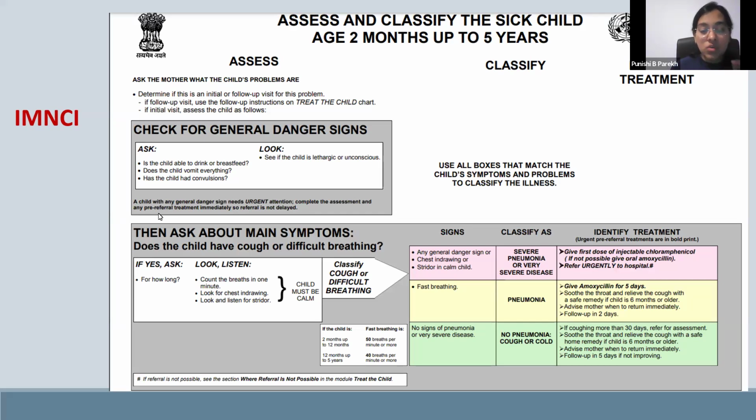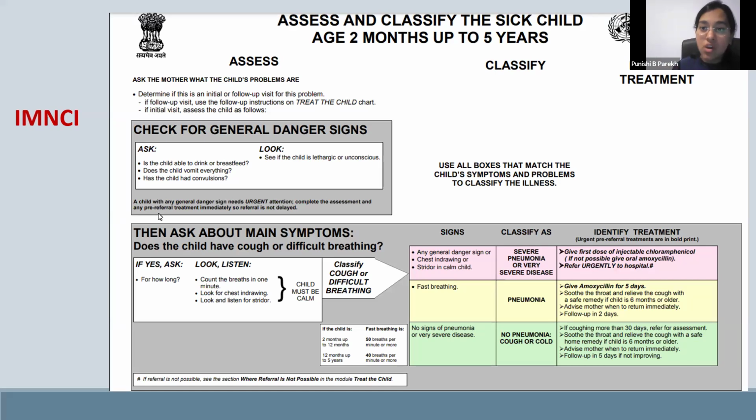Now, based on this, you can classify the patient as having no pneumonia, pneumonia, or severe pneumonia. Now, if there are no signs of pneumonia or no fast breathing, we just say that the child has cough and cold. If there's fast breathing, depending on the age-rated cutoff, we say that the child is having pneumonia, where the child needs to be given amoxicillin for 5 days and you ask for follow-up.